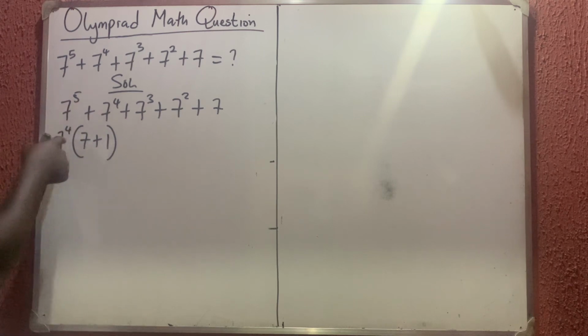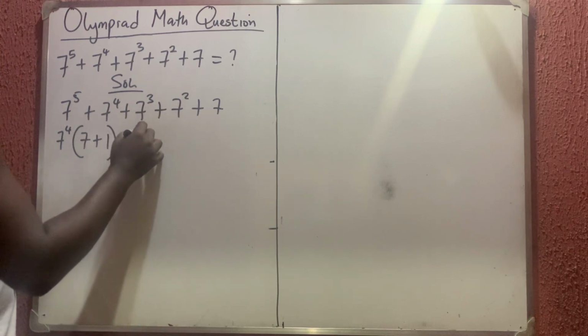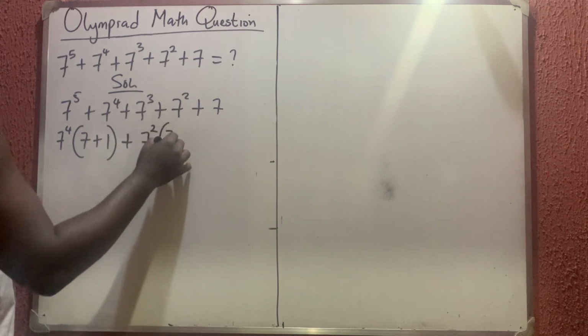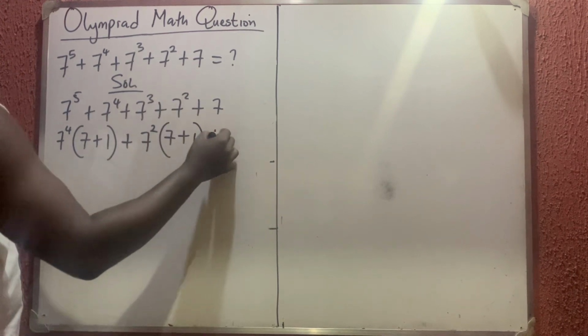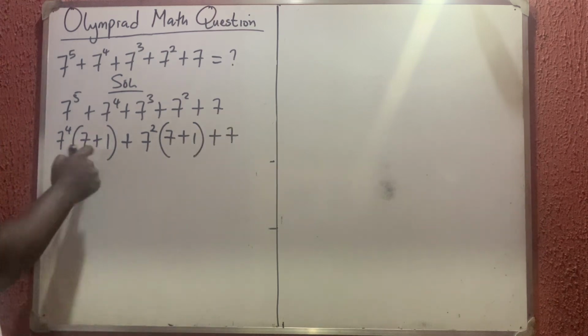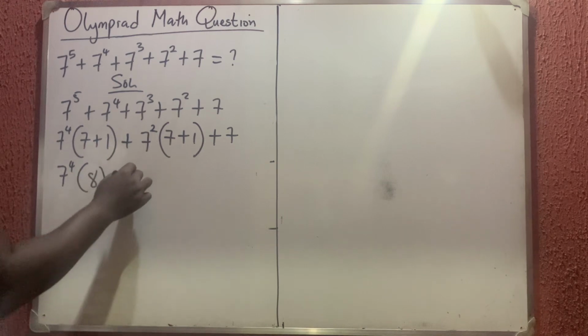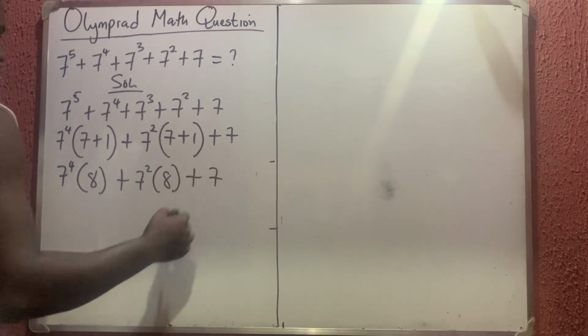Because this divided by this, it will remain 1. And this divided by itself is 1, okay? Plus, now between these two, I can have 7 raised to power 2 outside. Then 7 divided by this, I'm going to have 7. This divided by this, I'm going to have 1, okay? Then plus 7. Now, this 2 is giving me 7 raised to power 4 in bracket of 8 plus 7 raised to power 2 in bracket of 8 again, then plus 7, right?